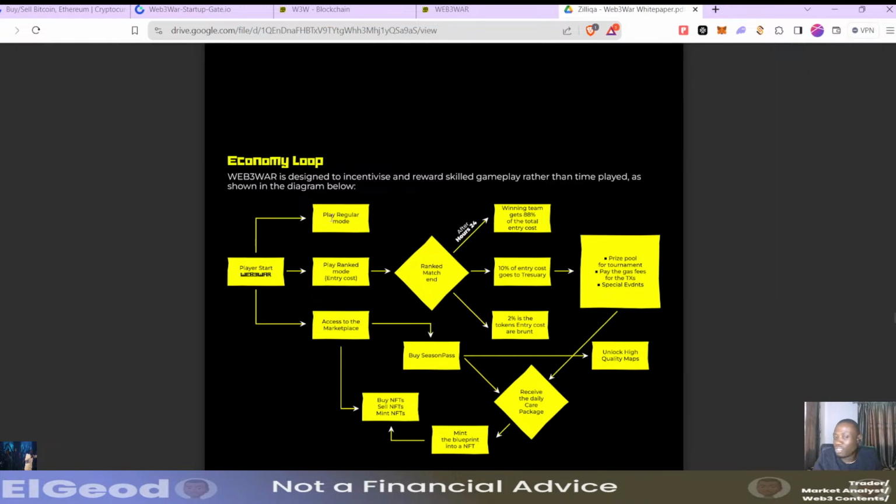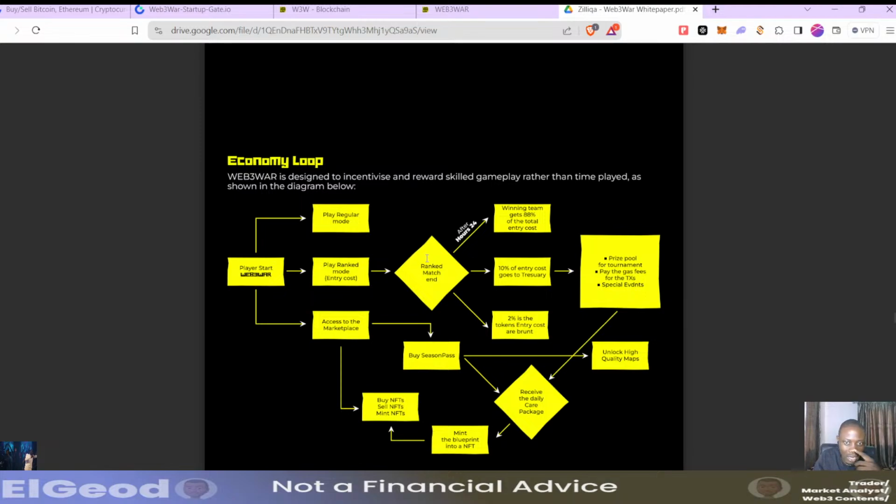The player enjoys playing regular mode, or ranked mode with an entry cost. Regular mode is free, I guess. Ranked mode you have to pay to access, where you have to increase your rank and of course potentially earn more. You pay to enter. Then, as a player, you have access to the marketplace, and more options are open to people that play ranked mode. Of course, you pay, so why shouldn't you enjoy more options?